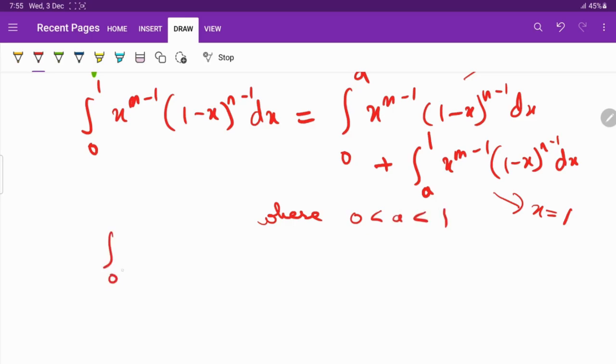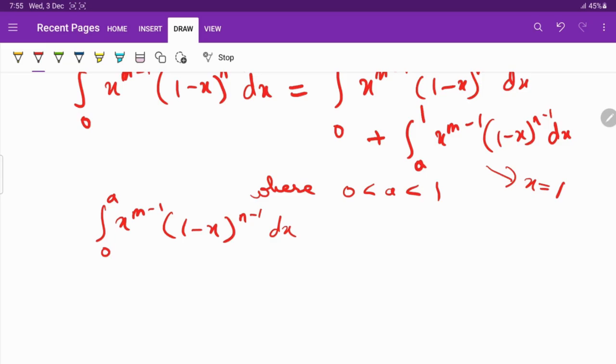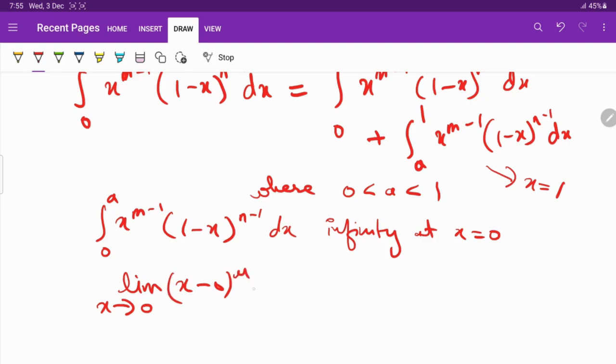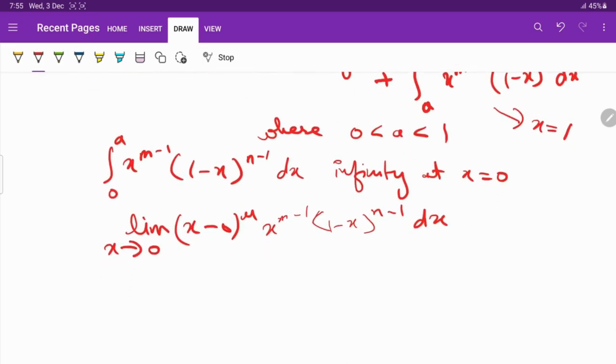First let us see the integral from 0 to a of x to the power m minus 1, 1 minus x to the power n minus 1 dx. This is an improper integral of the second kind, and we have f(x) as this. So let us directly check the limit, where the infinity is at x equals 0. So we consider x minus 0 to the power mu times f(x), where f(x) is x to the power m minus 1, 1 minus x to the power n minus 1.